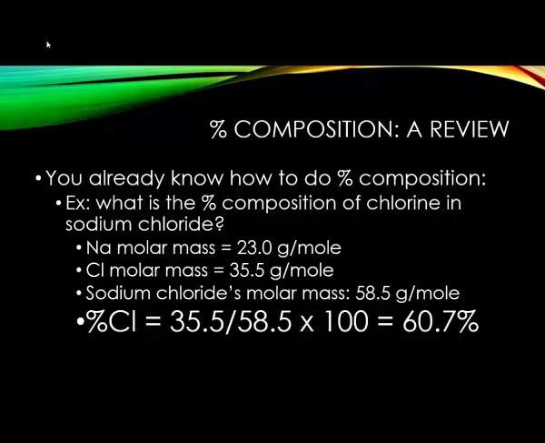You take the formula, NaCl, and you break down the molar mass, and then after you get that molar mass figured out, you just put the small number on the top and the grand total on the bottom. So here's an example for percent chlorine. You'll notice that I put the mass of chlorine on the top and the grand total of the compound on the bottom. So you get 60.7 for this.